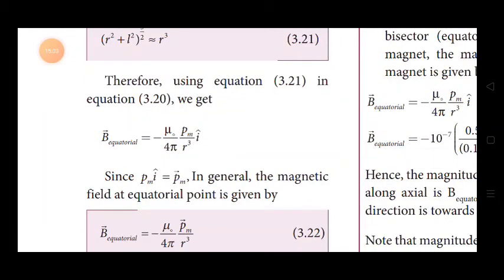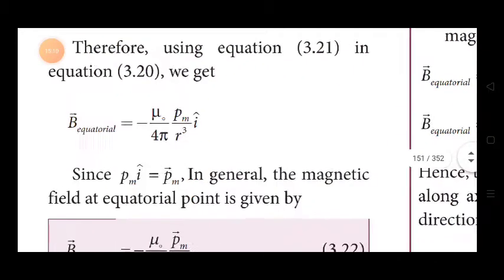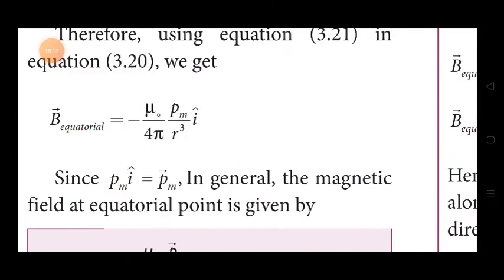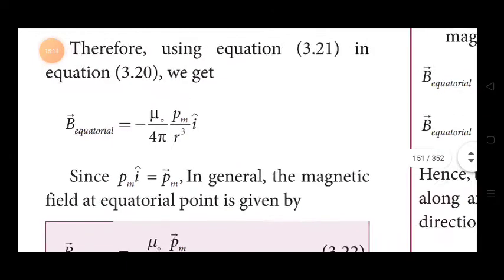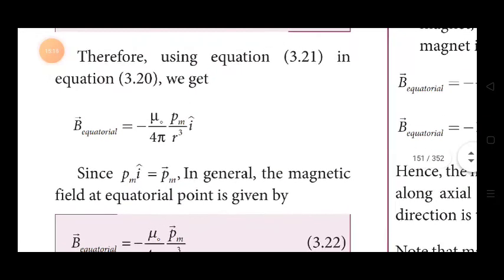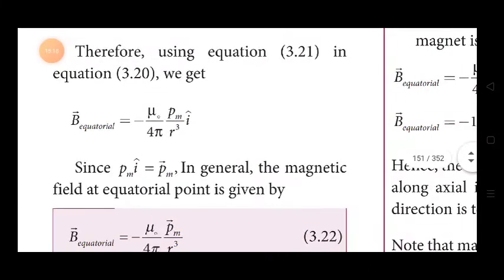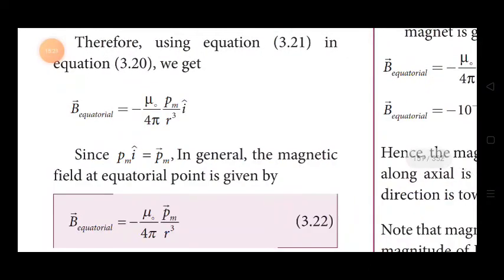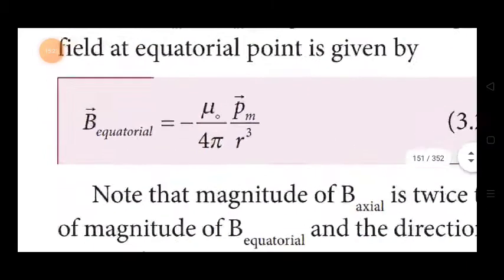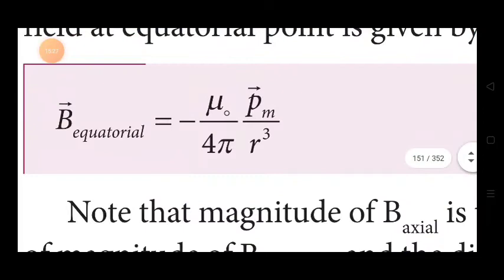Using equation 3.21 in equation 3.20, B equatorial is minus mu naught by 4 pi, Pm by r cube, I cap. So here Pm I cap is equal to p vector m. In general, the magnetic field at the equatorial point is given by B equatorial is equal to minus mu naught by 4 pi, p vector m by r cube.